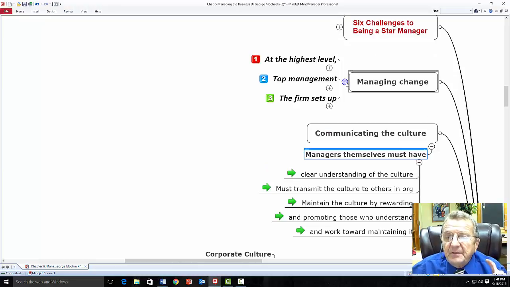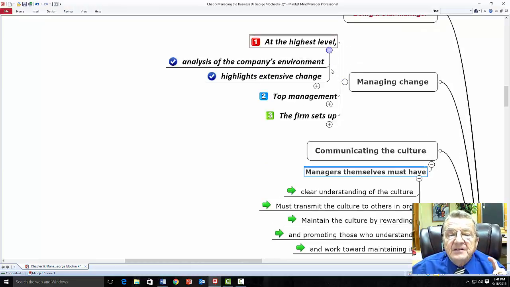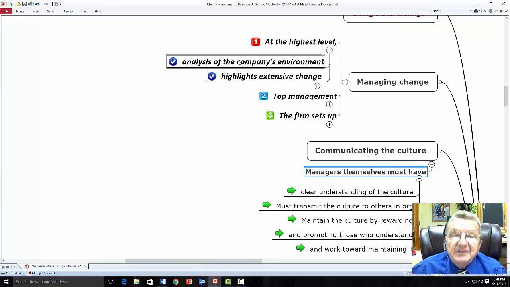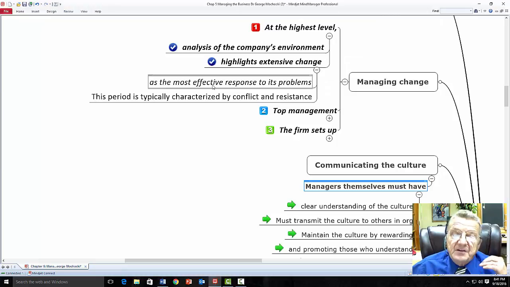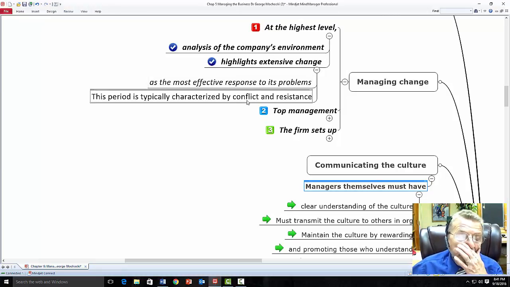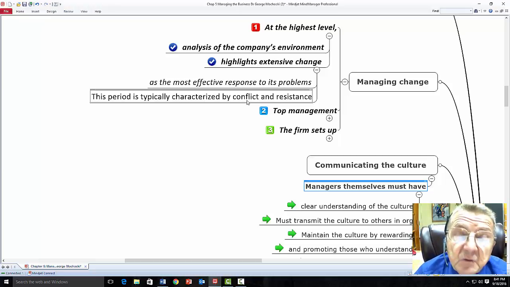Okay, managing change. Now, if I'm looking at managing change, it's at the highest level, analyzing the company's environment, and it highlights the extensive change as the most effective response to its problems, and is characterized by conflict and resistance. Do I restructure? Do I do just a department? Do I eliminate a department? Do I outsource? Do I insource? Do I do a massive reorganization? All those things are a minor tune-up or adjustment within the process. All those things come from the top down, from the highest level.